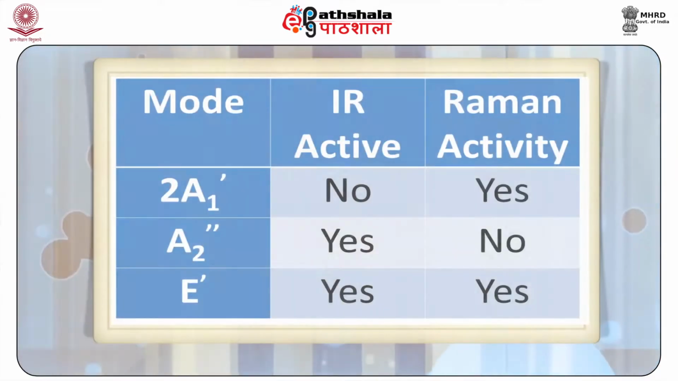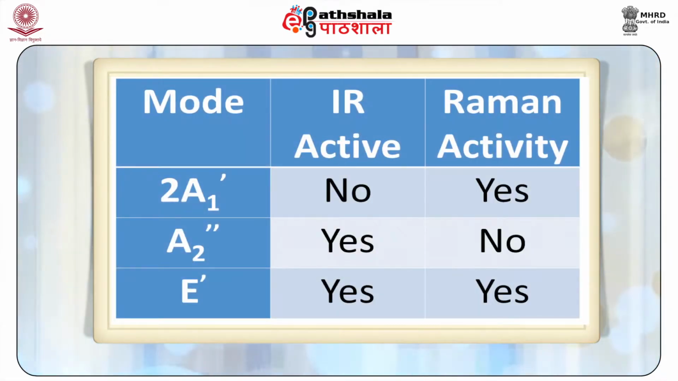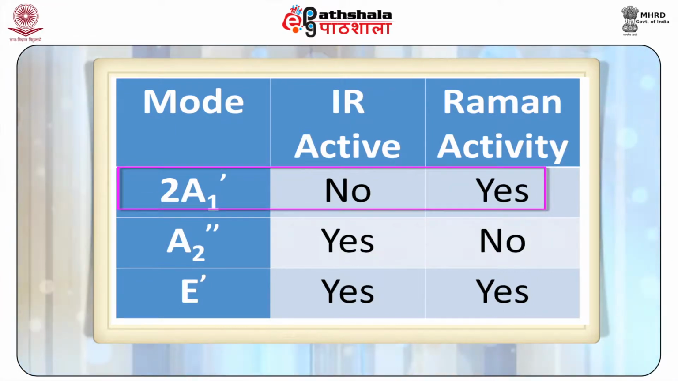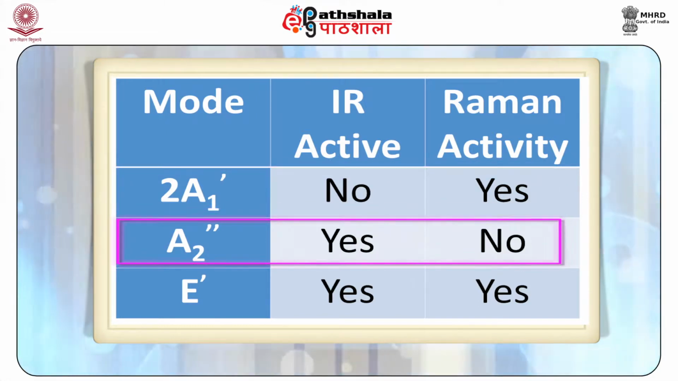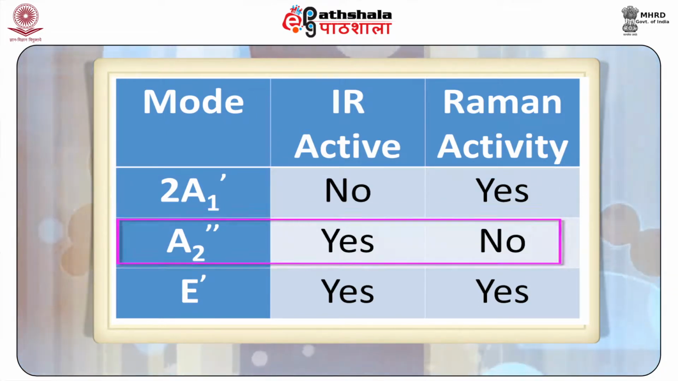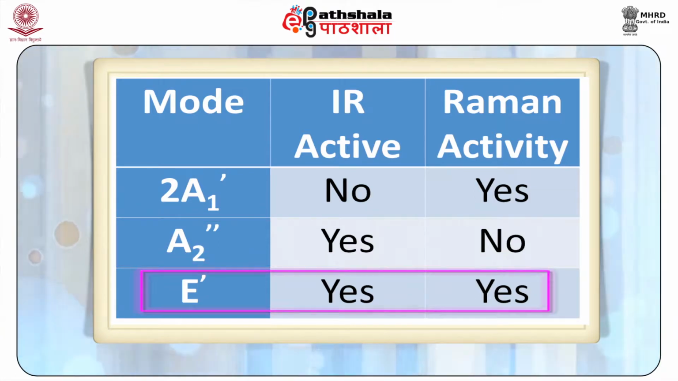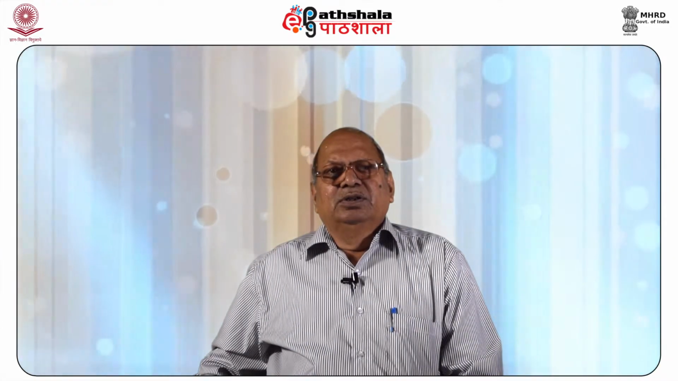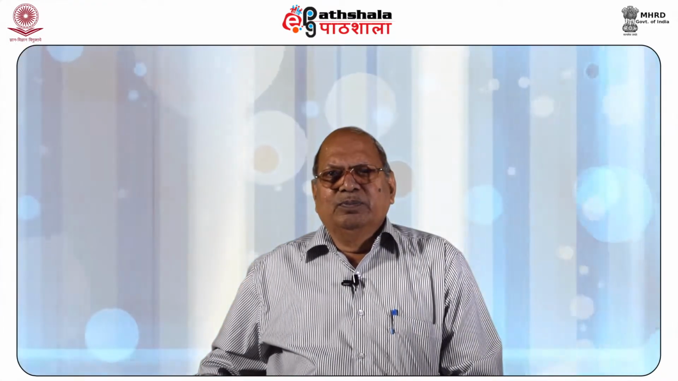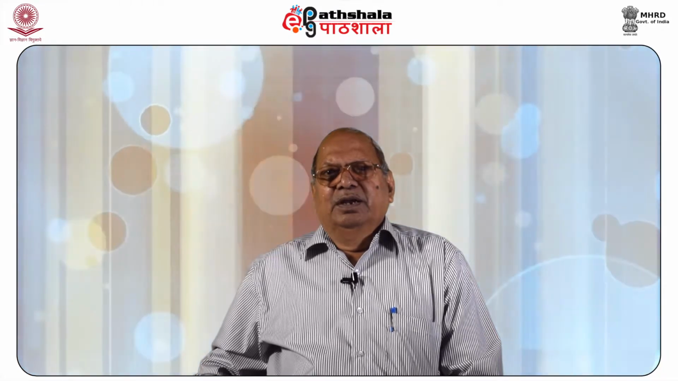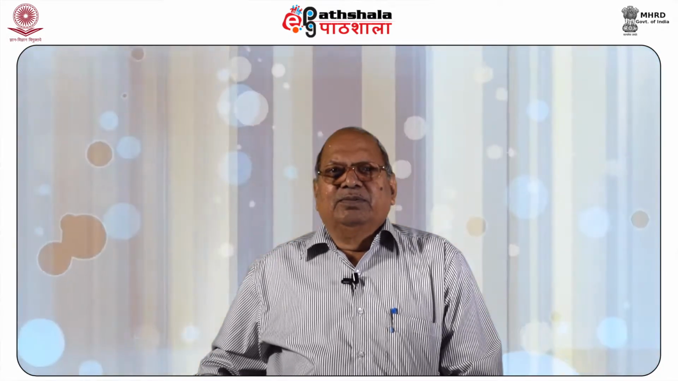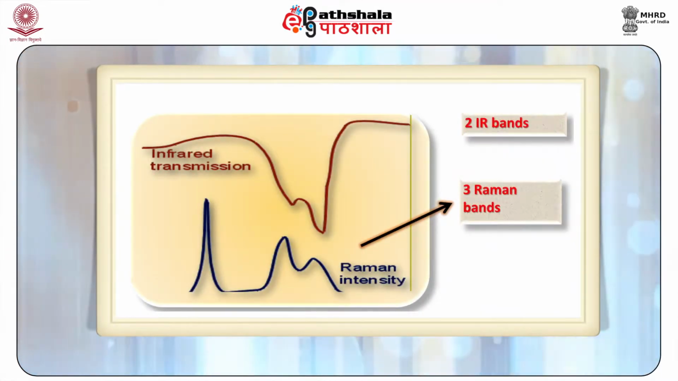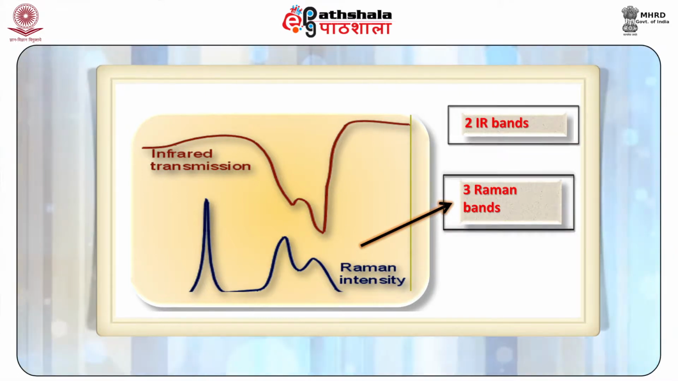Let us now check the IR and Raman activity of these modes. Is A1' IR active? No. Raman active? Yes. A2'' IR active? Yes. Raman active? No. E' mode IR active? Yes, and it is Raman active, yes. That is, there are 2 IR active modes and 3 Raman active modes. The actual IR plus Raman spectrum is shown, and you find over here it contains 2 IR bands and 3 Raman bands.